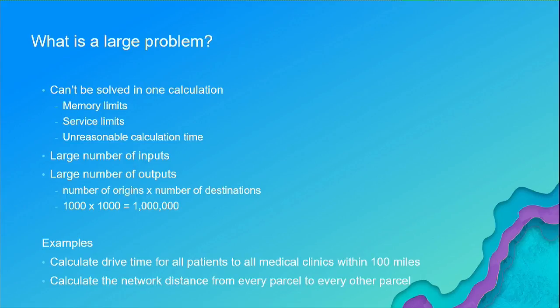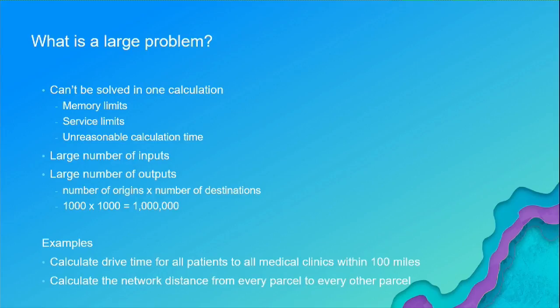A large problem might have a large number of inputs, or maybe the number of outputs is really large. For example, with the OD cost matrix tool, if you have a bunch of origins, the output is going to be the number of origins times the number of destinations, which starts to get really huge. So 1,000 by 1,000 doesn't sound that big until you realize that yields 1 million records in the output.